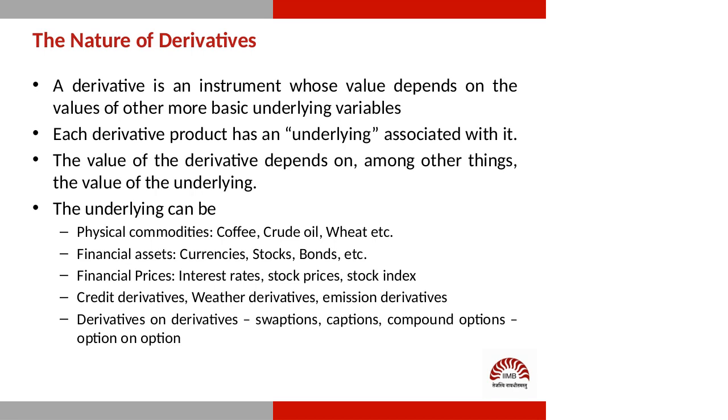Financial assets, again, just one more time: financial assets, like physical commodities, are nothing but real assets. Financial prices are what are referred to as notional assets, and notional assets will always have to be settled in cash. Whereas real assets, financial assets, physical commodities and all can be settled in both cash and asset. So real assets can be settled in either way. Financial assets can be settled either way, but financial prices, the notional assets, can only be settled using cash.